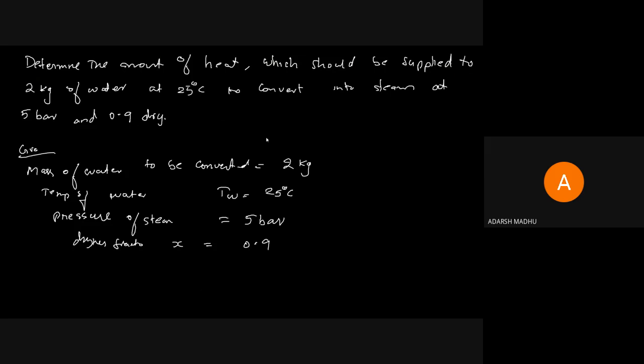Determine the amount of heat which will be supplied to 2 kilogram of water at 25 degrees Celsius. So a particular amount of water is there at 25 degrees Celsius. It is 2 kilogram, to be converted into steam at 5 bar and 0.9 dryness fraction. 0.9 dry means dryness fraction X value. So given the mass of water to be converted is 2 kilogram, temperature of water is 25 degrees Celsius, pressure of steam is 5 bar, and dryness fraction is 0.9.